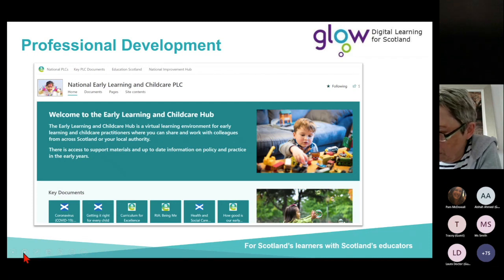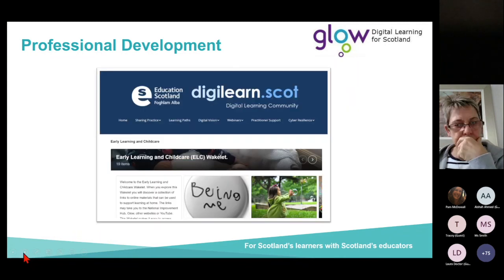We also have our professional development community there on the National Improvement Hub on Education Scotland's site. And again, I shared the Play Pedagogy Toolkit with you from that. We also have our hub on Glow for the ELC settings. Again, there's just a wide range of resources at your fingertips. And this is the Sway that my colleague Eva Wilkinson has created for ELC, all available on the Digital Learning Scotland website.